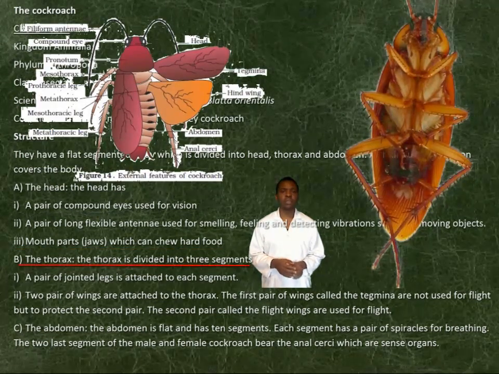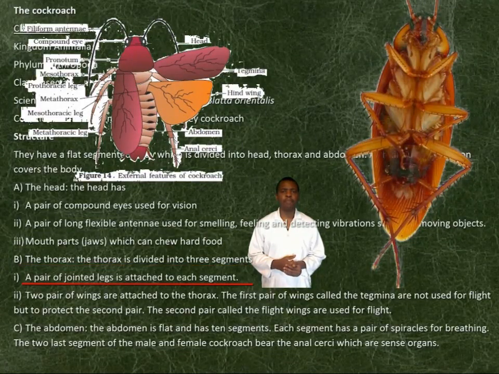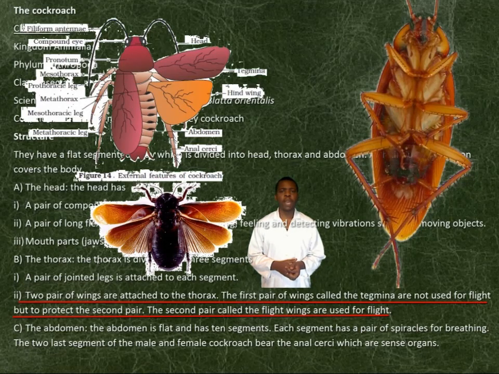B. The thorax. The thorax is divided into 3 segments. A pair of jointed legs is attached to each segment. 2 pairs of wings are attached to the thorax. The first pair of wings, called the tegmina, are not used for flight, but to protect the second pair. The second pair, called the flight wings, are used for flight.